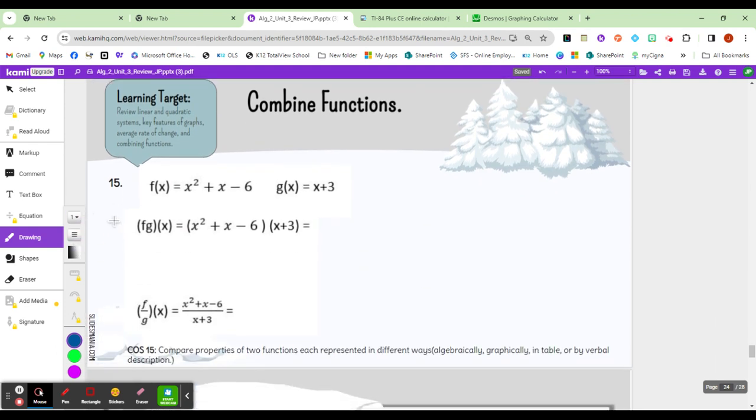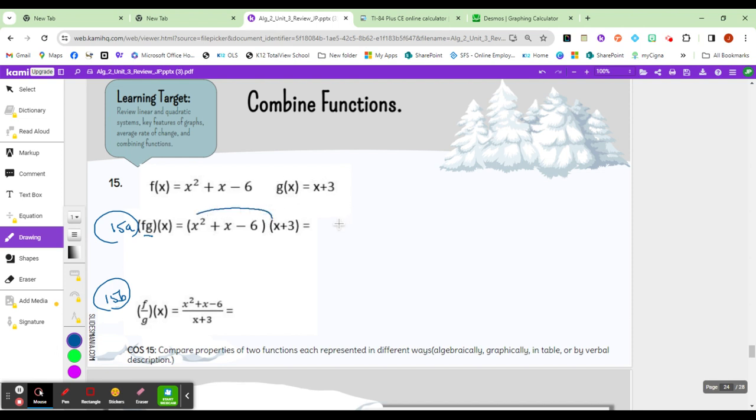Again, I put two problems on one. This is 15a, which is asking me to multiply f times g. And this is 15b, which is asking me to divide. So here we're multiplying. This is a trinomial times a binomial. Remember, the FOIL method only works for a binomial times a binomial. So we're just going to have to distribute this out.